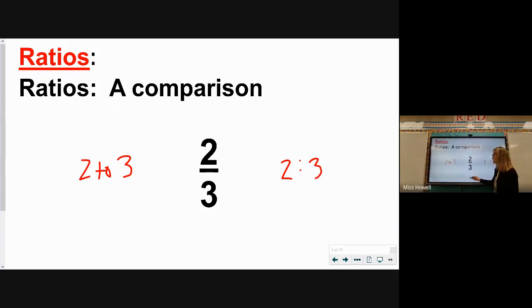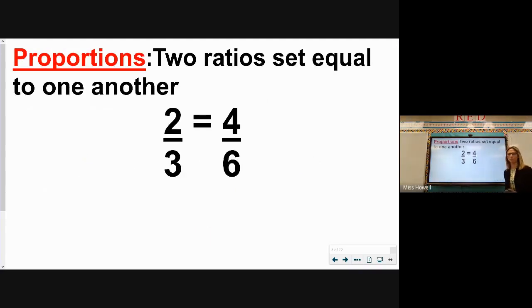Our proportions use this fraction version of our ratios, where we have some amount of something being compared to some amount of something else. All right, so a proportion takes two of those ratios and sets them either equal to each other, or maybe greater than, less than, greater than or equal to, or less than or equal to if we have a proportional inequality. But for today, we're going to look at when we have proportions that have equal signs, called proportional equations.